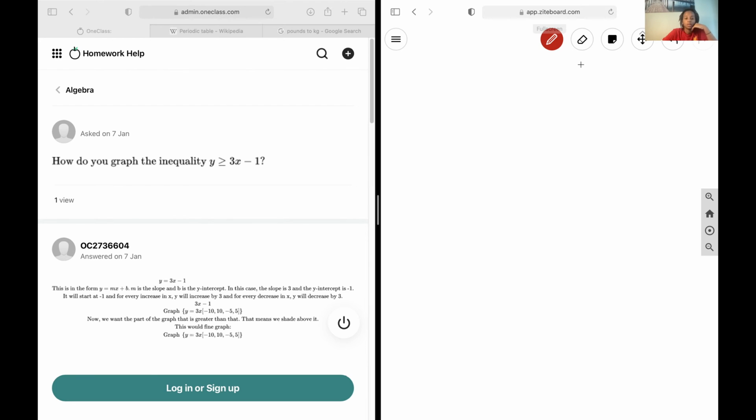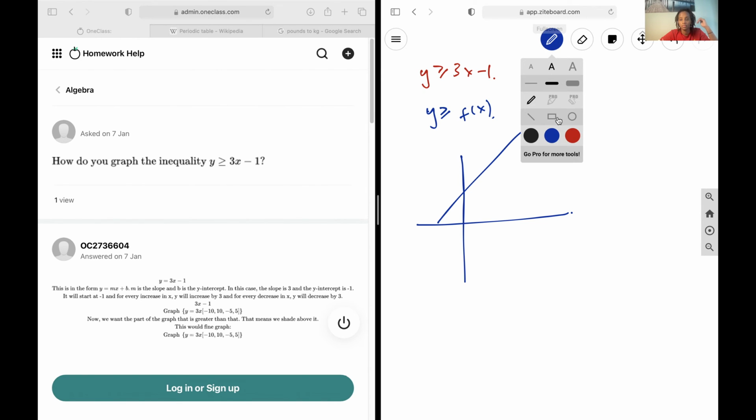Next up, we'd like to graph this inequality: y is greater than or equal to 3x minus 1. We need to remember what to do to graph inequalities generally before we remember how to do it for this question. If we have y is greater than or equal to some function of x, that means that first you're going to sketch out y is equal to that function. So let's say that's the function. And then you're going to account for the fact that y is greater than or equal to.